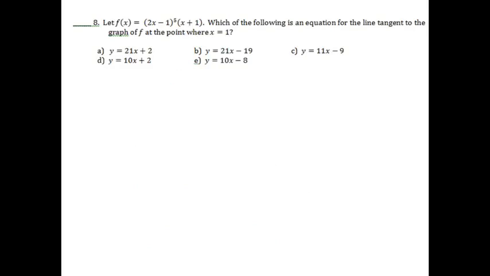Moving on to question number 8. Let f of x equal this function, (2x minus 1) to the 5th times (x plus 1). Which of the following is the equation for the line tangent to the graph at x equals 1?